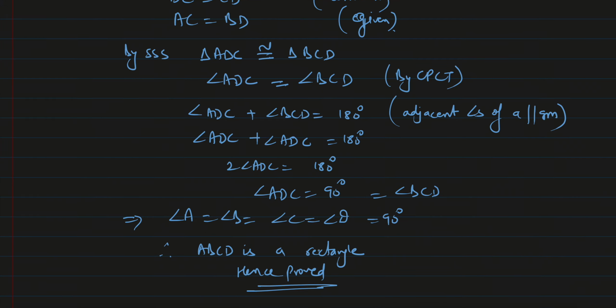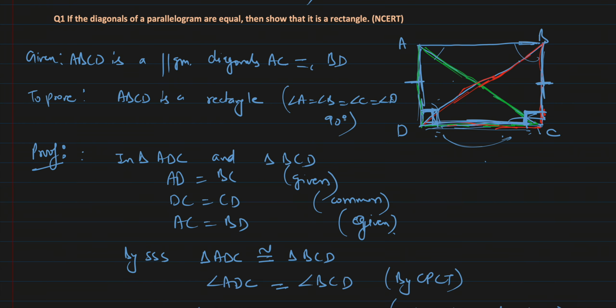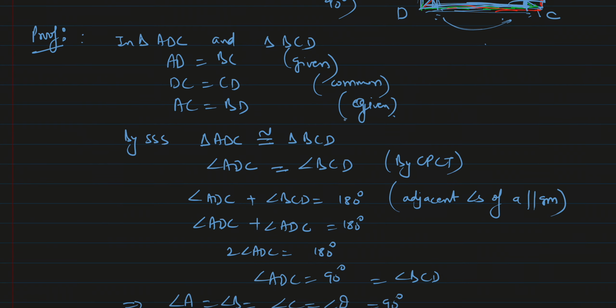So what we did over here is we took these two triangles ADC, BCD, and proved that these two adjacent angles are equal and adjacent angles add up to 180. Both are equal, so each of them becomes 90. Now you know opposite angles are equal. If this is 90, this is 90, this is 90, this is 90. So it becomes a rectangle. I hope this part is clear, students, to you.